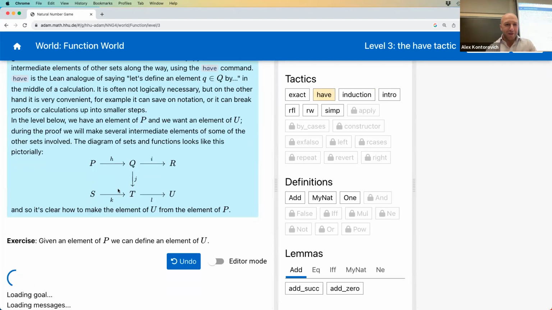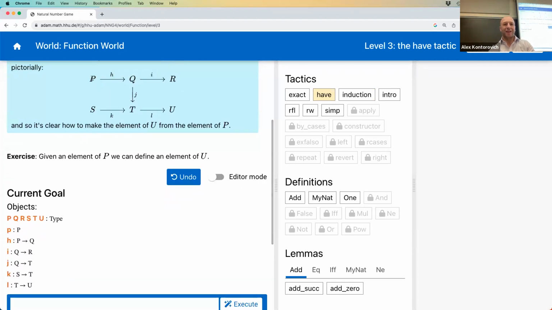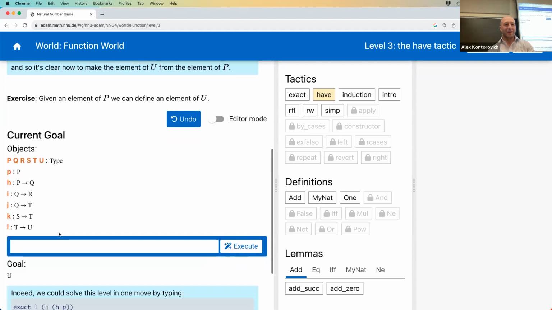Oh boy, we got a diagram chase. Good. Given an element of P, define an element of U. And we have all these maps. h maps P to Q, j maps Q to T, l maps T to U. Okay, so how do I give an element of U?